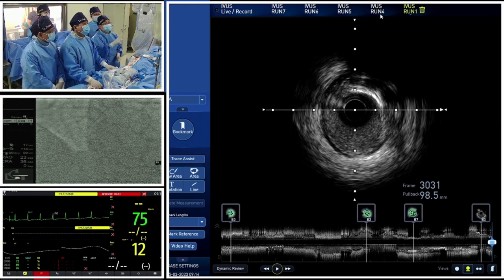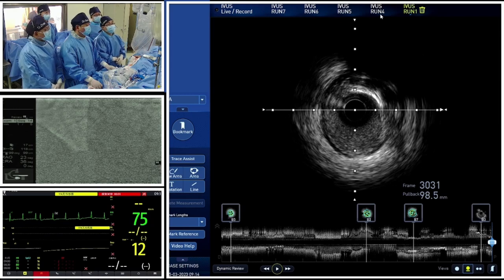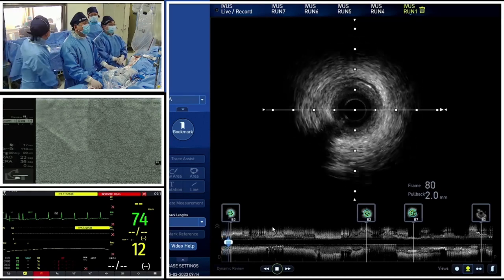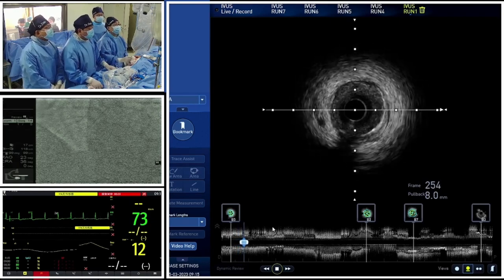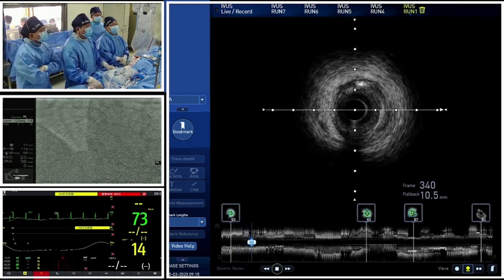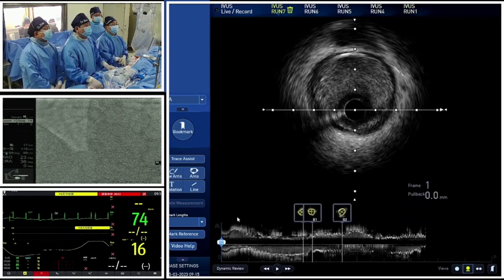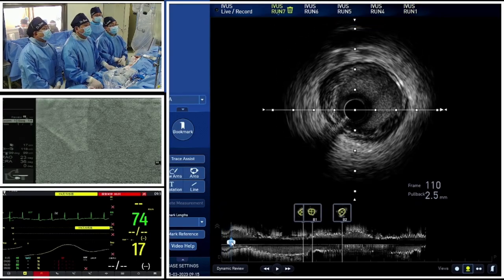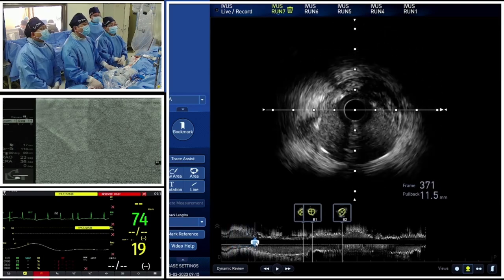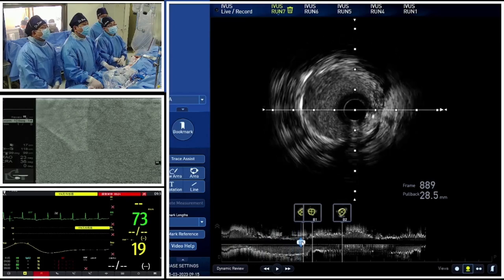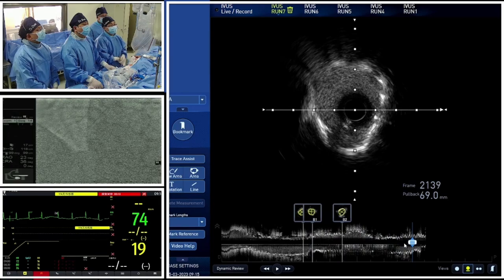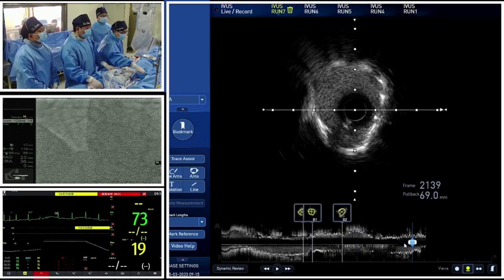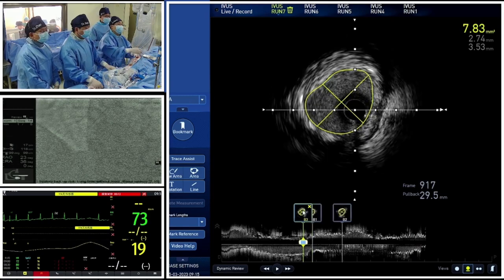Yes. Let's see run 7, the last run. Can you give me the last run? Dr. Gong, how was the run after PCI in the RCA? Yes, the last run is the final imaging result after stenting. Okay, you can see the stenting is good, with good expansion and good apposition.